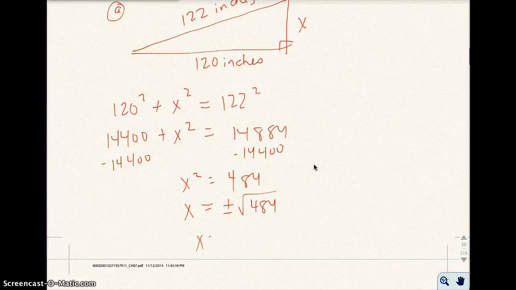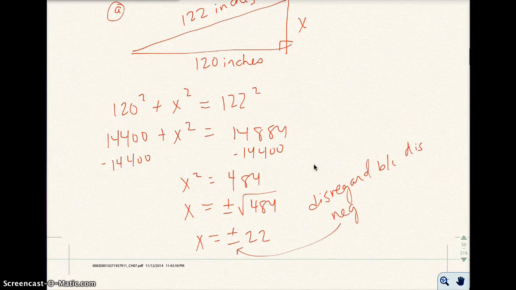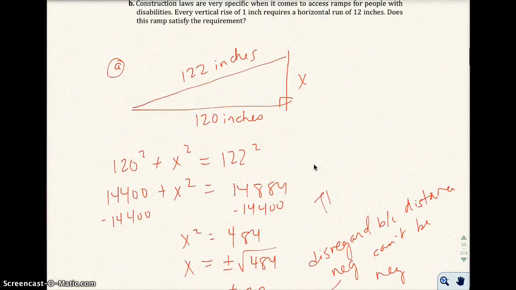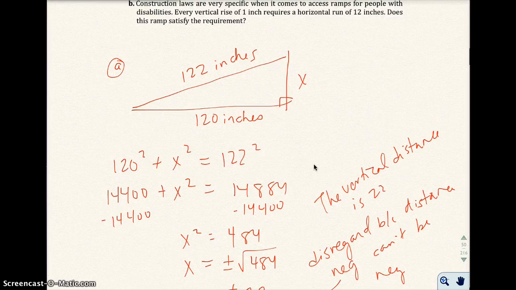So x is equal to plus or minus the square root of 484, so x is equal to plus or minus 22. And we disregard the negative because distance can't be negative. So the vertical distance is 22 inches.